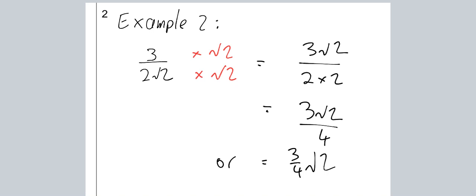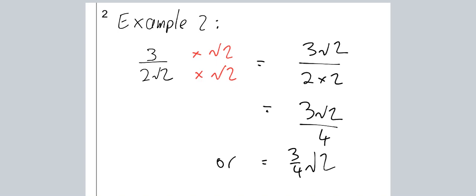Awesome. So 3 root 2 over 4 and 3/4 of root 2. This second notation down here, you don't really need to know. I just think it's important to know that this is the relationship between this 3 root 2 on 4, what it really means. So again, 3/4 of root 2 is the answer.